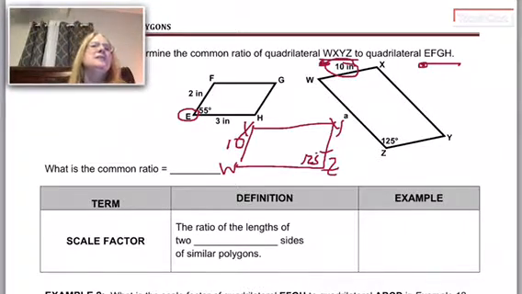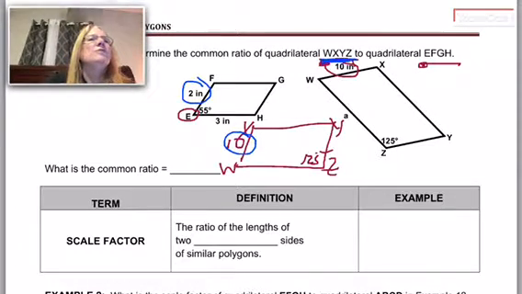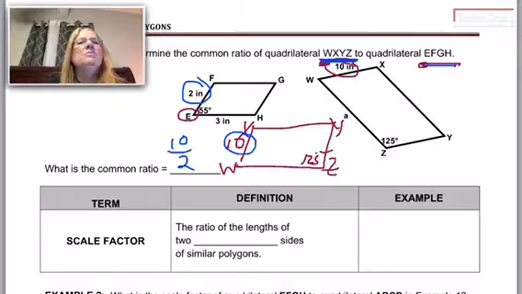Okay, so we can see here that the sides that line up or correspond are this side and this side. And when it asks for the common ratio, it's asking us to go from this one to this one. So that gives me 10/2, which simplifies to 5.